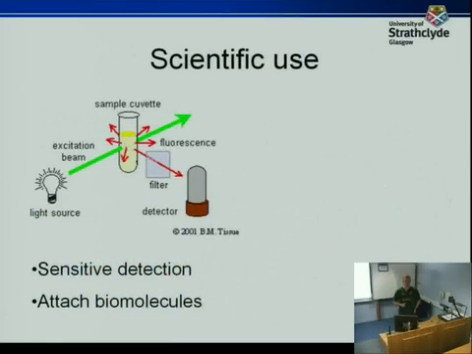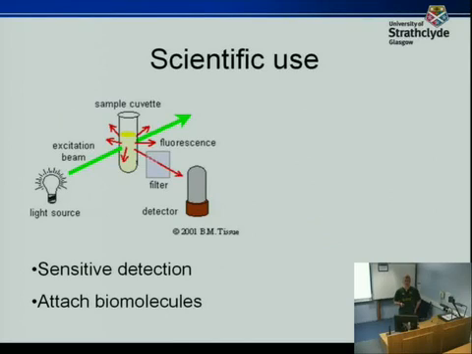We can use this to get very sensitive information about samples. This rough schematic shows you shine light in, you collect the fluorescent data, and from this information, from the wavelength change, from the time it takes for the light to get emitted, we can get a very sensitive, very accurate idea of what we have in the sample.